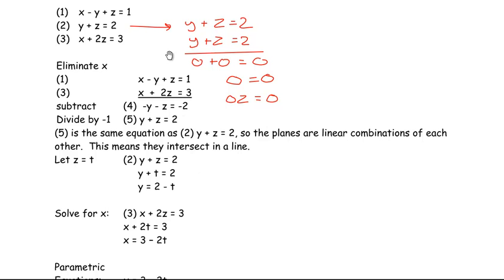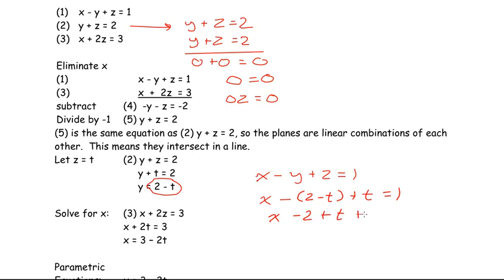If I chose a different plane, it wouldn't matter. So let's say I chose this one instead, just to demonstrate. So x minus y plus z equals 1. So again, this is my y here, so I'm going to put that in place of y. 2 minus t. Remember I said z was t, so t in place of z. So taking the brackets out, we get negative 2 plus t equals 1. So x minus 2 plus 2t equals 1.